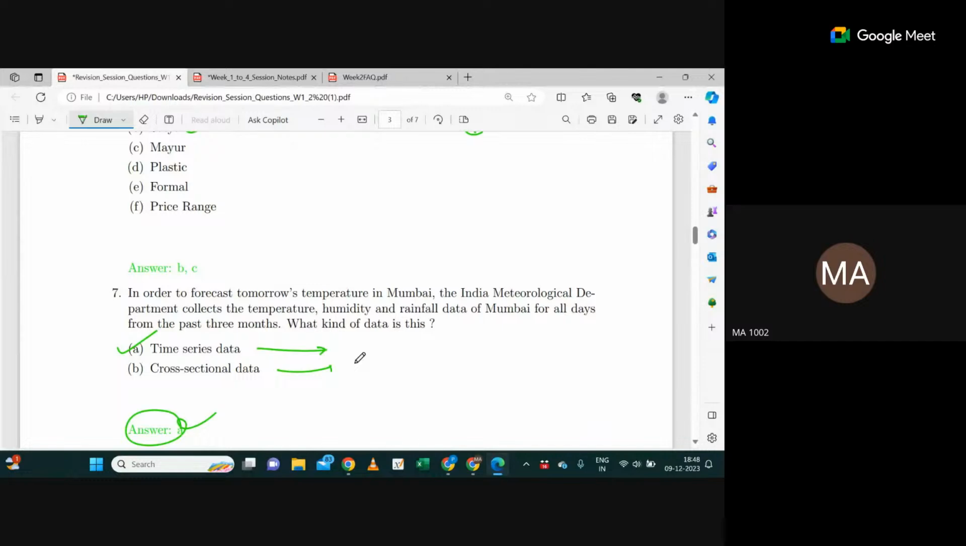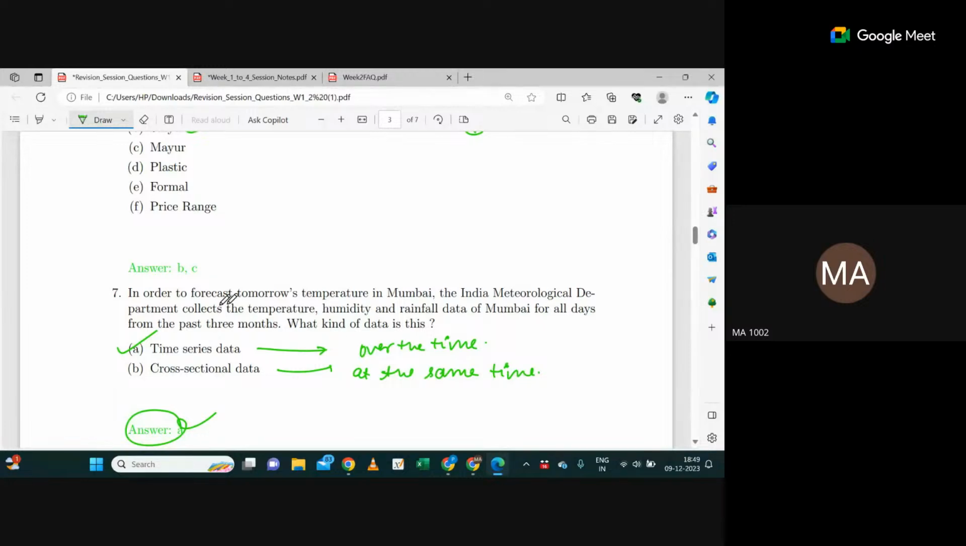So time series data is nothing but whenever you are collecting your data set over time. And cross-sectional data is nothing but you are collecting the data at the same time, right? Yes or no? So here, the department is collecting the data from the past 3 months. So they are collecting the data over time.